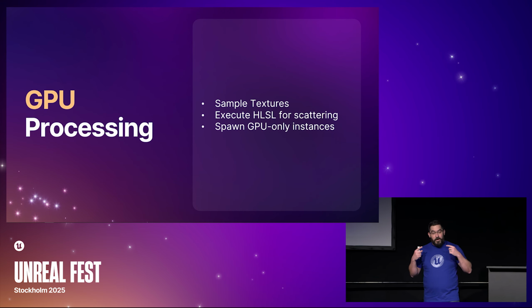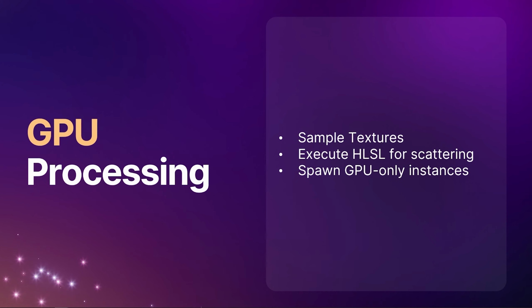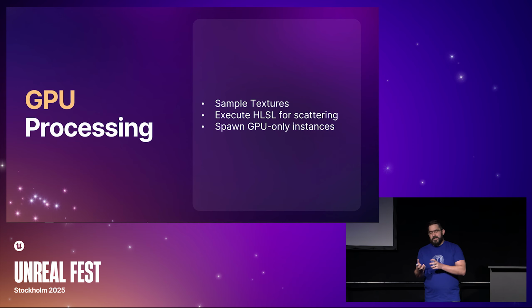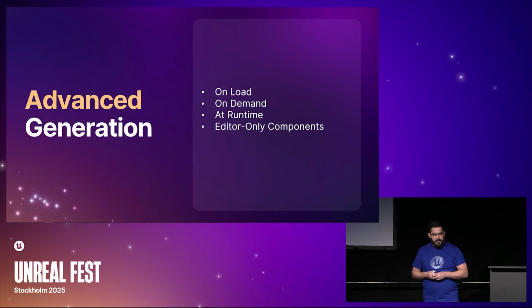There is some other cool stuff we can do with the GPU, right? We can sample textures. We can actually debug and see the HLSL that gets generated for our GPU nodes, spawning GPU only instances. Incredibly powerful. Do keep in mind they don't show up in the Lumen scene, so it's really great for small stuff, not necessarily great for big stuff.